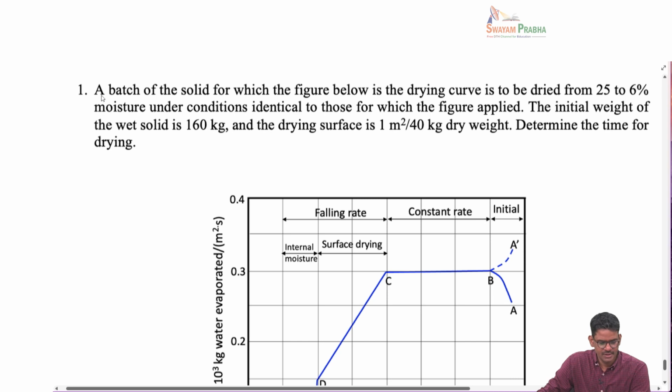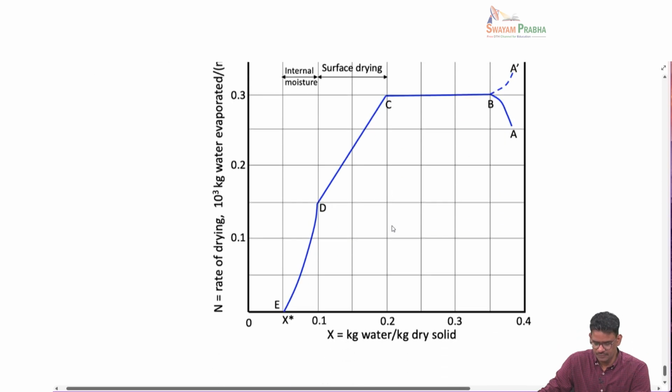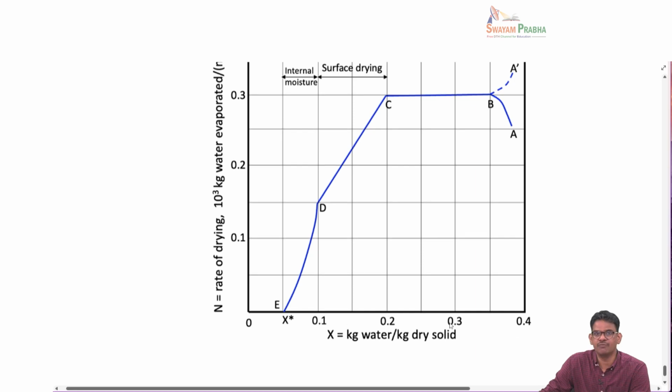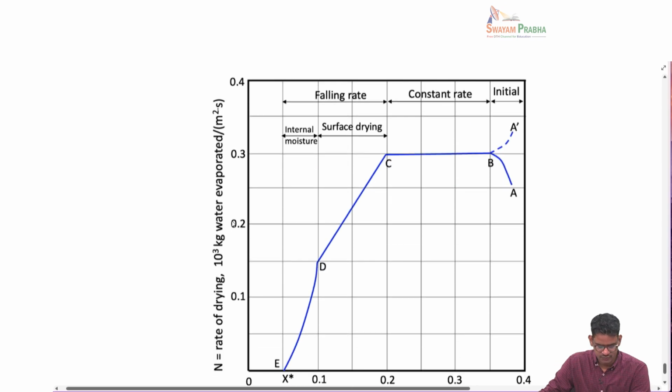It goes like this. A batch of the solid for which the figure below is a drying curve is to be dried. So for this particular solid, the drying rate curve is already given. We can see that in the x-axis we have moisture in the units of kg water per kg dry solid. In the y-axis we have the rate of drying in terms of kg water evaporated per meter square per second, but also note that there is a factor of 10 power 3. So this y-axis has to be multiplied by 10 power minus 3.